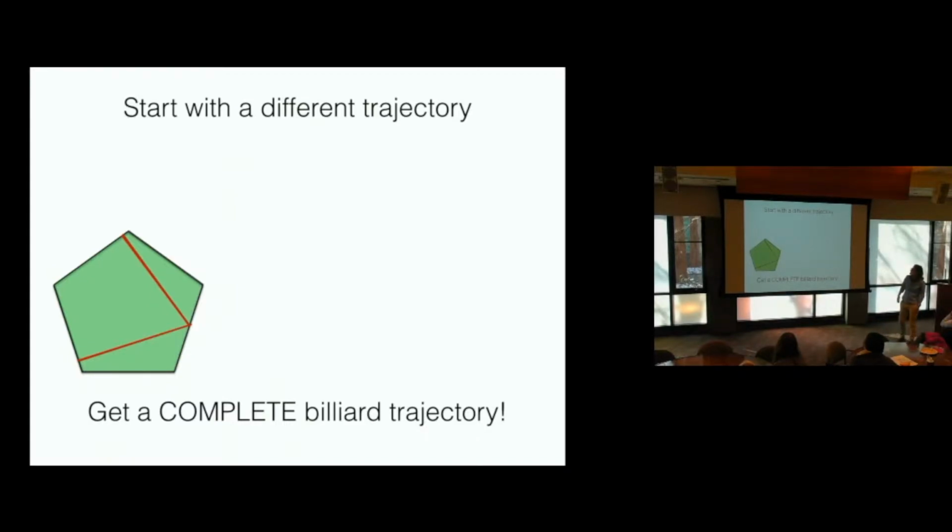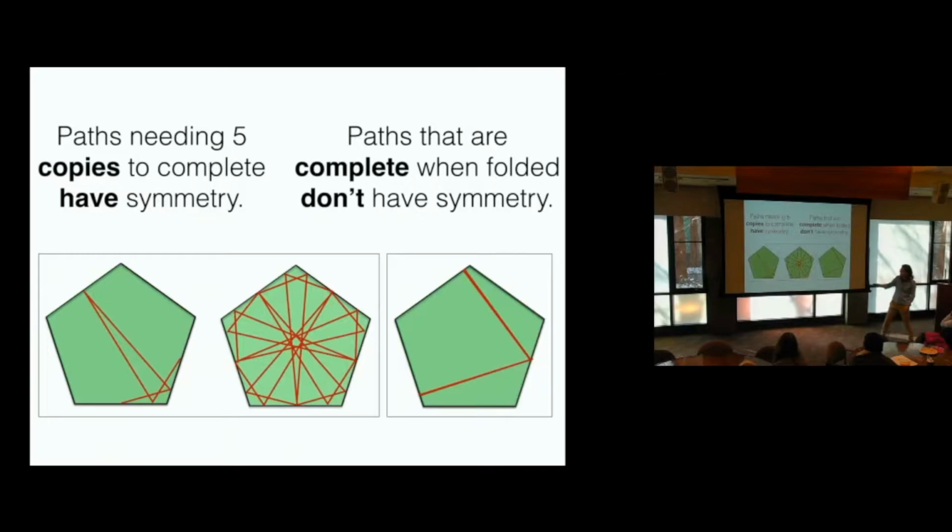But here it is. So the idea is that some paths need 5 copies to complete, and those are the ones without symmetry. And some paths are complete after you fold them up, and those are the ones that do have symmetry. Now, I'm a little biased toward the paths with symmetry because I think they're very beautiful. For instance, that whole family that I just showed you, such a beautiful family of symmetric paths. But I'll just show you some of the asymmetrical paths.